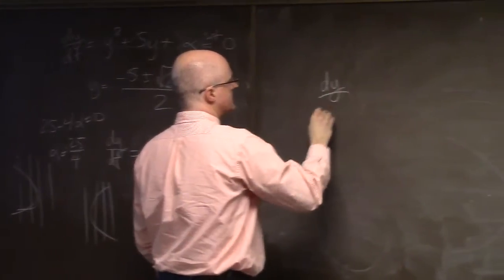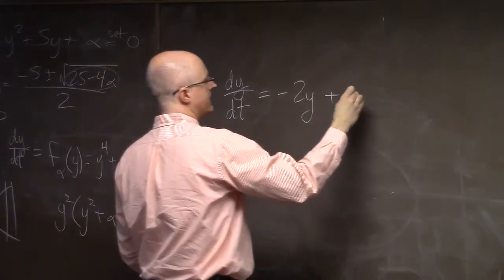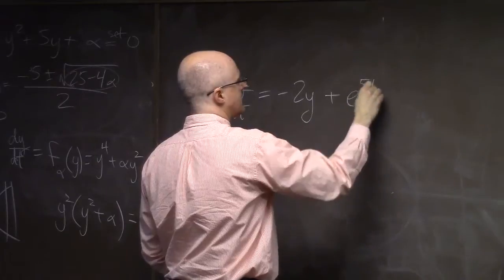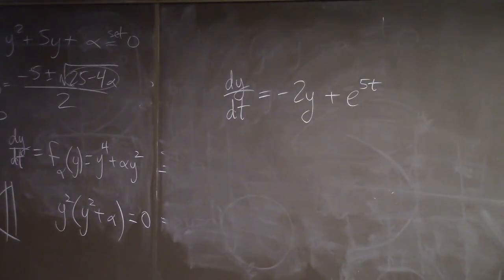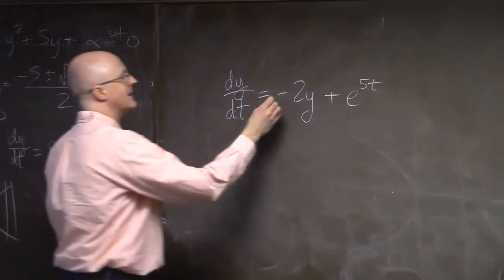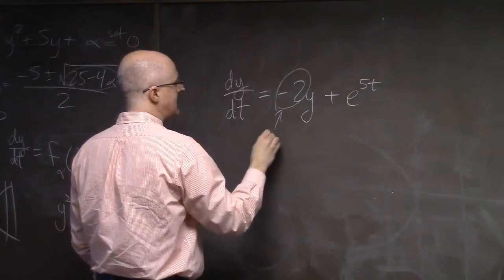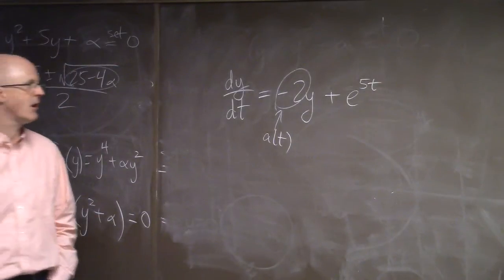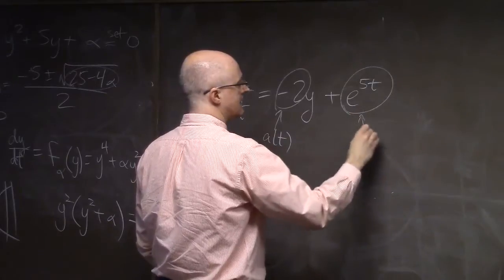So here's an example. dy/dt equals negative 2y plus, oh, let's make it e to the 5t right there. That equation is in the right form. The coefficient of the y is the a of t. In this case, that's a constant function. A of t is always -2. And the thing you add over there, that's the b of t.